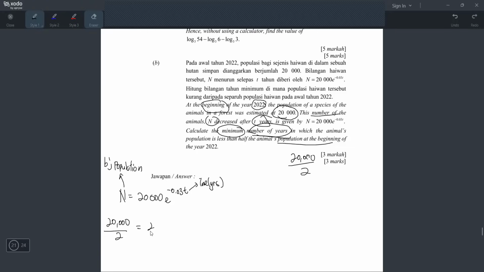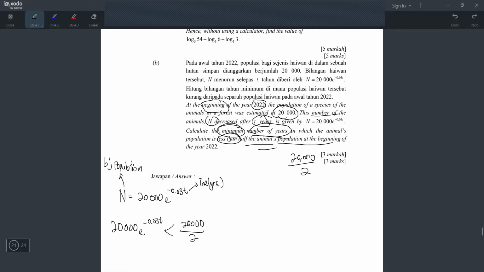But I don't want to write like this. I want to put the 20,000 in front. So 20,000 e power negative 0.03 t, and then the n, which is 20,000 divided 2, I'll write at the other side. But I don't think I can write equal here, because they say calculate minimum number of years in which the animal is less than half the animal population. So what do you think? Should I write equal here? No, right? I have to write smaller.